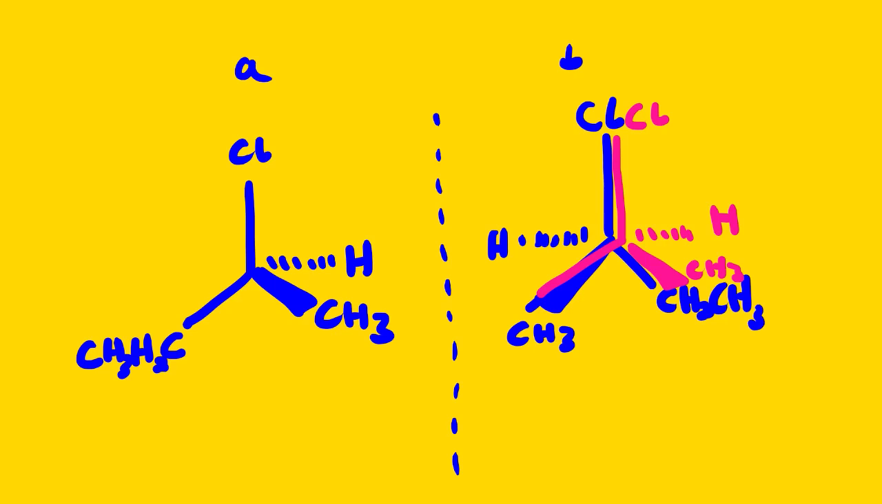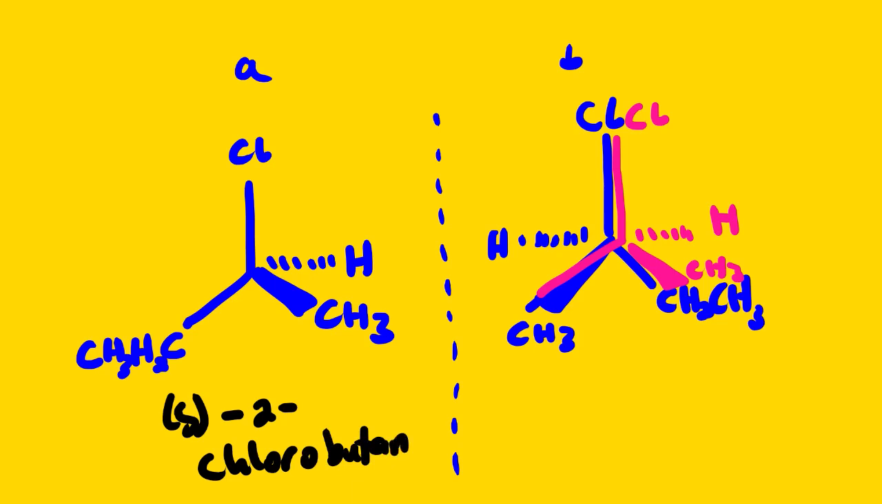And then with that being said, you should know that since we said it is 2-chlorobutane, this will be S-2-chlorobutane. There is a lesson video whereby we look at R and S nomenclature, and then this will be R-2-chlorobutane.